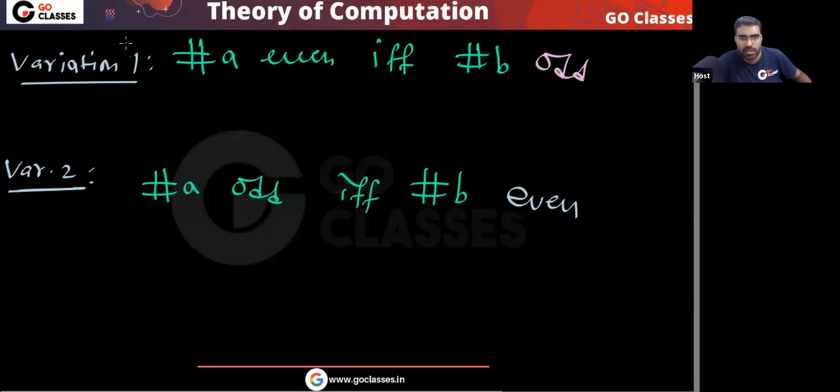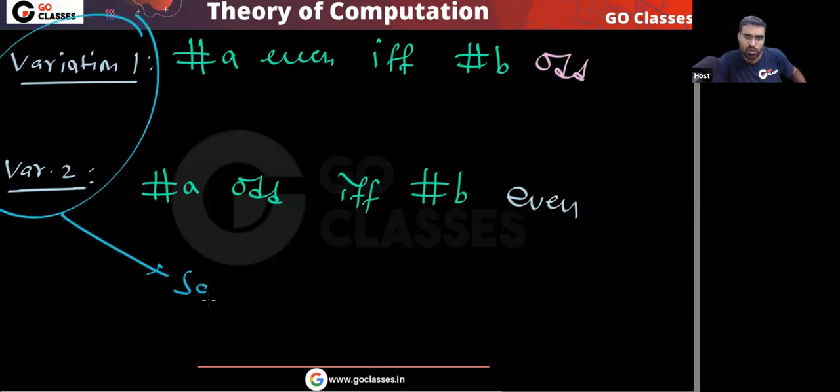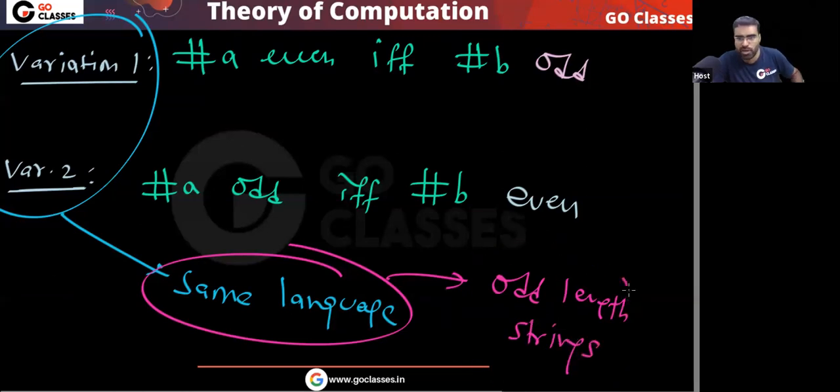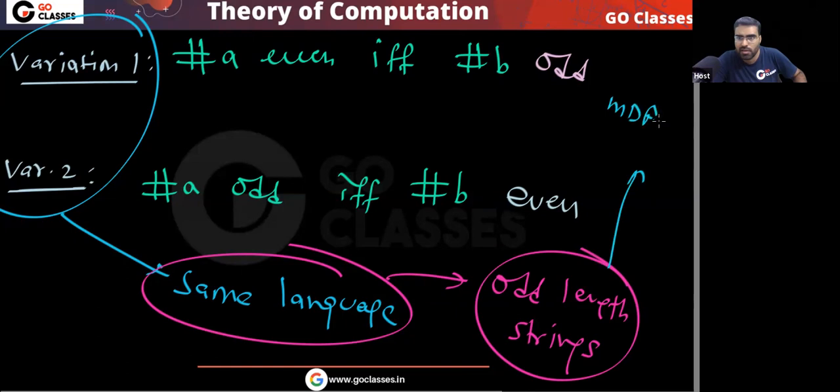Now you can notice that these two variations will give you the same language, and that language will be odd length strings. So what will be the number of states in the minimal DFA? The minimal DFA will have two states. For this, the minimal DFA has two states. It will also have two states.